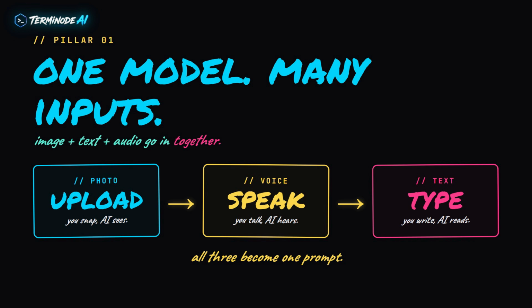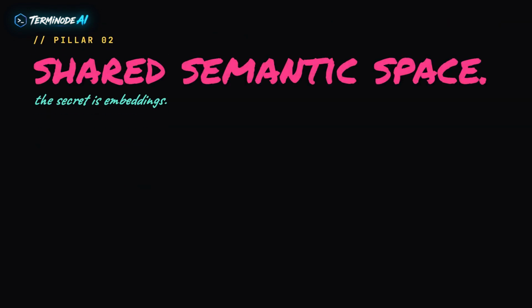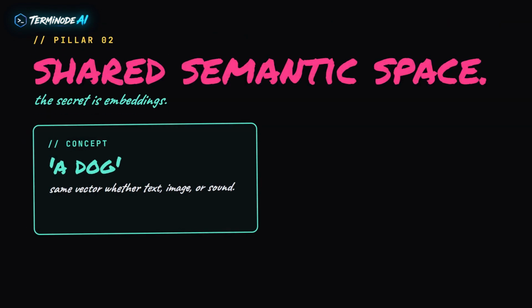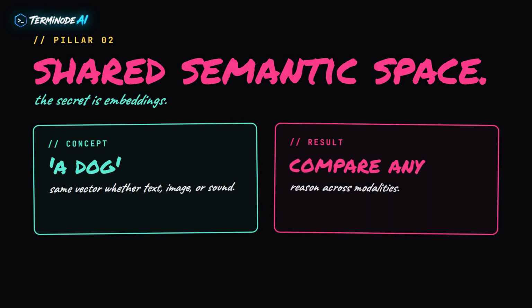Pillar 2, shared semantic space. The secret is embeddings. There are 2 sides to this. On one side, same vector whether text, image, or sound. That's the dog view. On the other, reason across modalities. That's the compare any view. Different formats, same meaning. 2 angles, same multimodal AI.